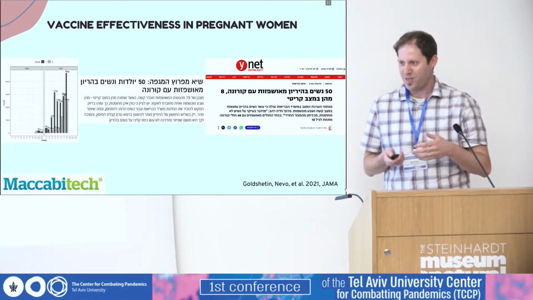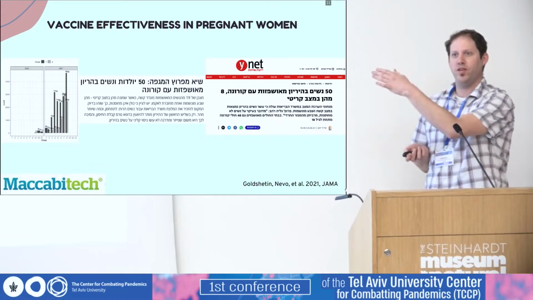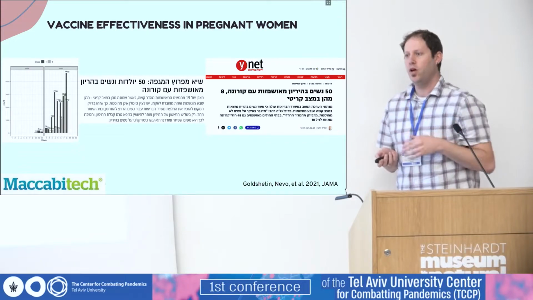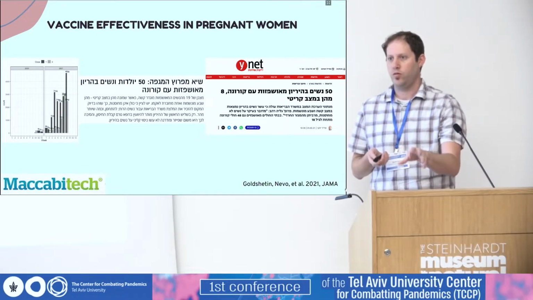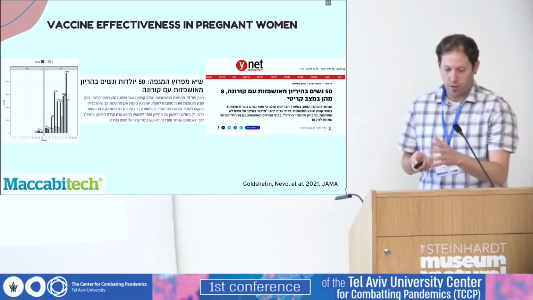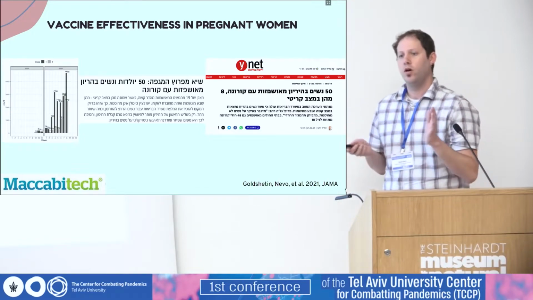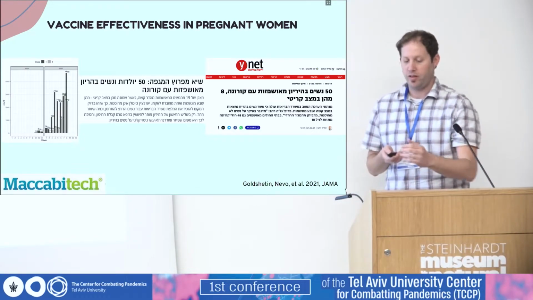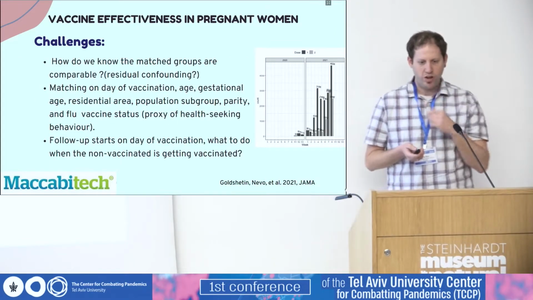So thank you for that, because what we see in this graph, on the left, is the weekly number of vaccinated pregnant women. This is a collaboration with Maccabi, so this is data from Maccabi Tech. And in the last week of February, there was a jump of pregnant women who went to get vaccinated following this media coverage. So what were our challenges?